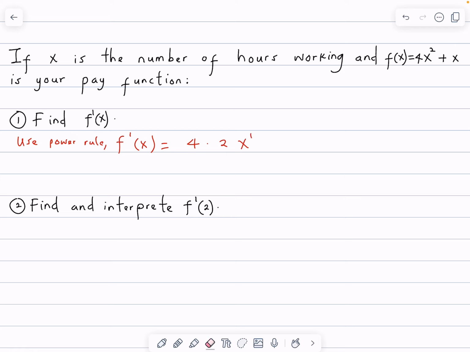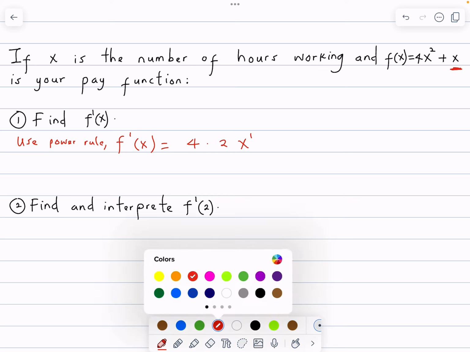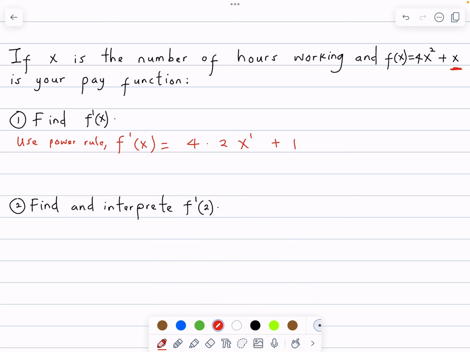And then the derivative of x, the second term there, is just going to be 1. And if you simplify this, it's just going to be 8x plus 1. Okay, so that was quick.